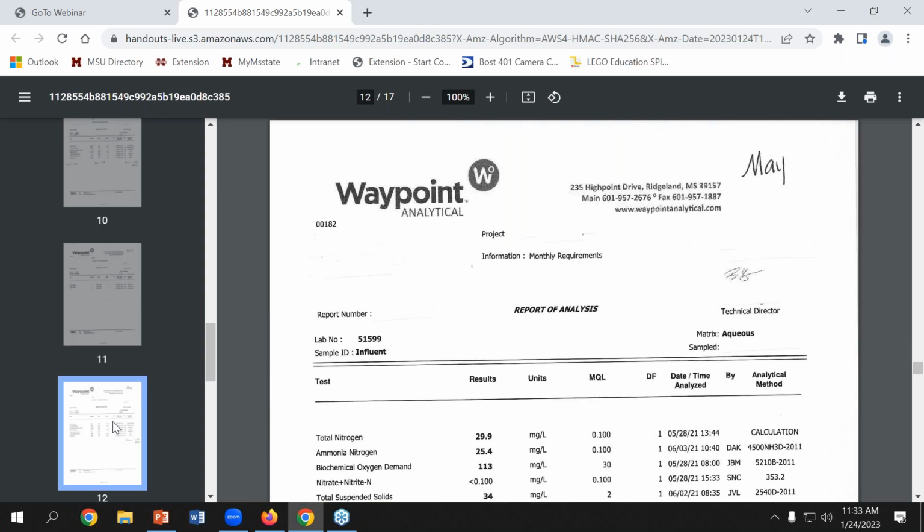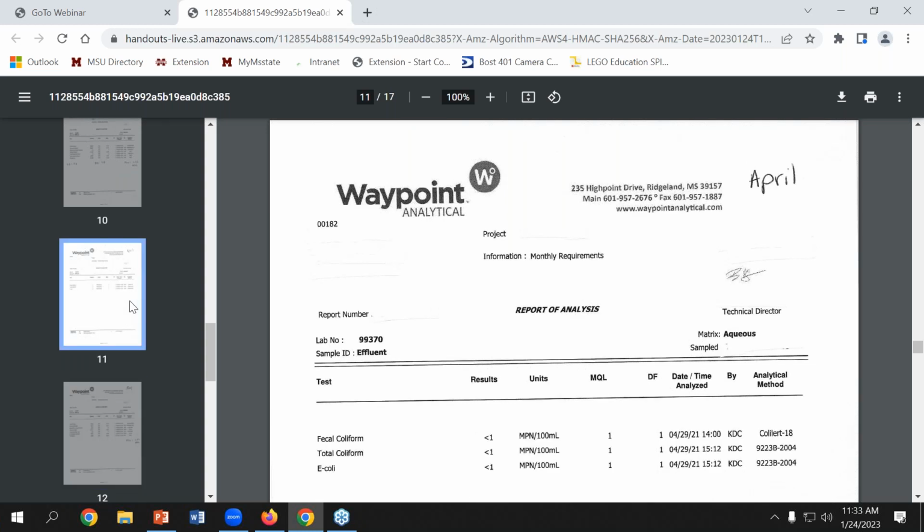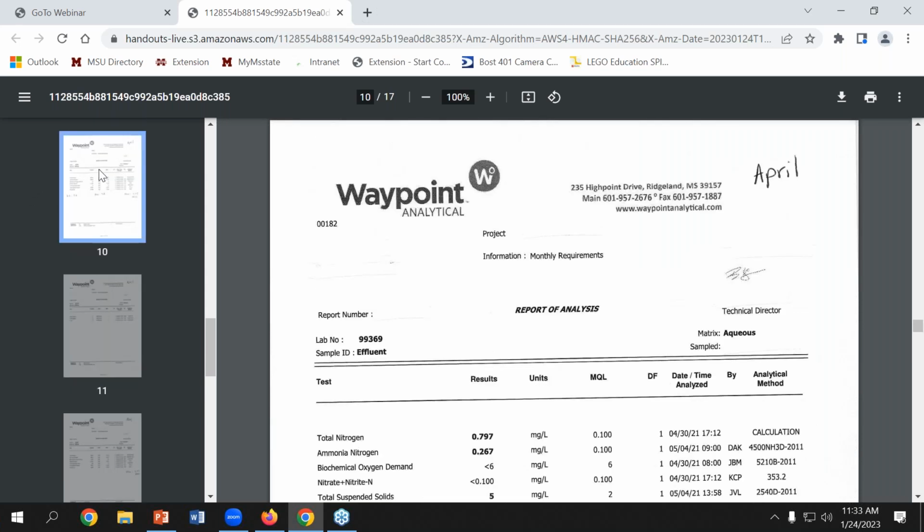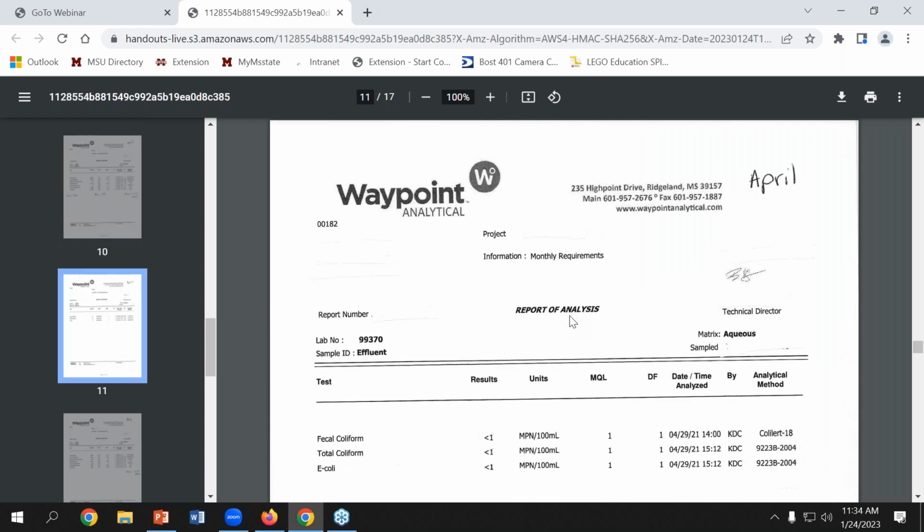Finally, go back to the final set of parameters, which would be E. coli. And as you can see from these results, and in fact, go back up. I want to show you one other thing.